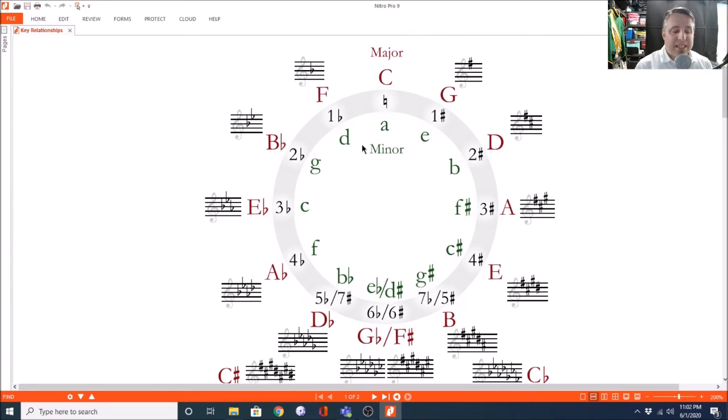Now we're going to talk about the relative minor, okay? It's also called the submediant. However, for us, we'll continue to label it as the relative minor. And that is the minor scale that shares the same key signature as the major scale equivalent. So if we're in C major again, which is no sharps or flats, the relative minor is A minor, which also has no sharps or flats. If we were to go to A major, which has 3 sharps, the relative minor would be F sharp minor, which also has 3 sharps.